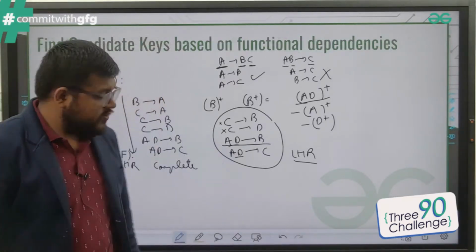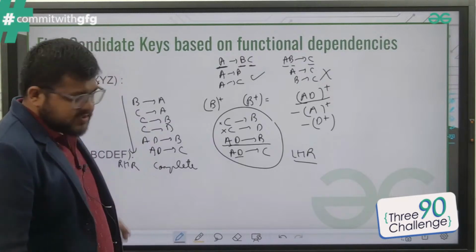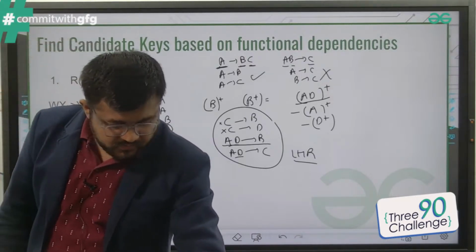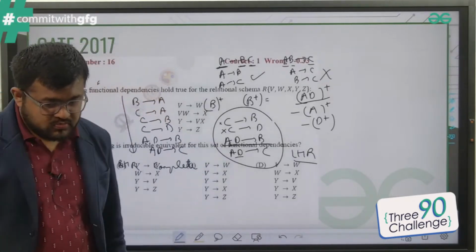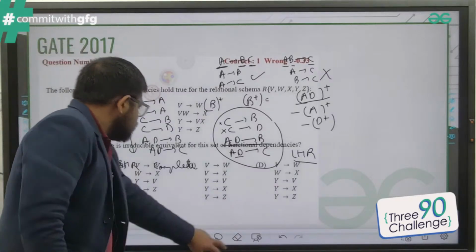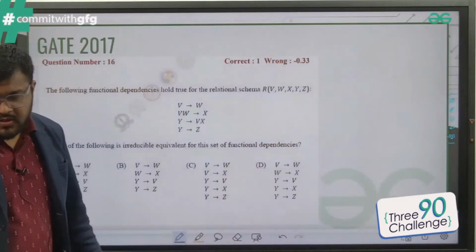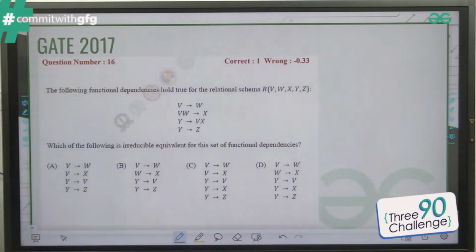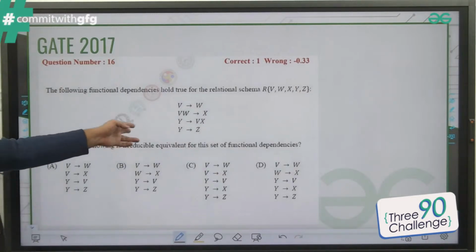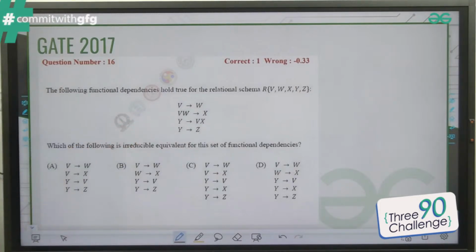Okay, let's move further. There are some more questions on canonical form. Let's solve this question. Guys, what would be the answer for this question? The following functional dependencies hold true. Which of the following is irreducible equivalent for these functional dependencies? You have to find the canonical form.